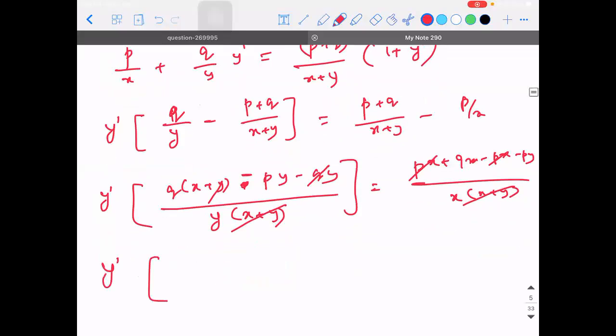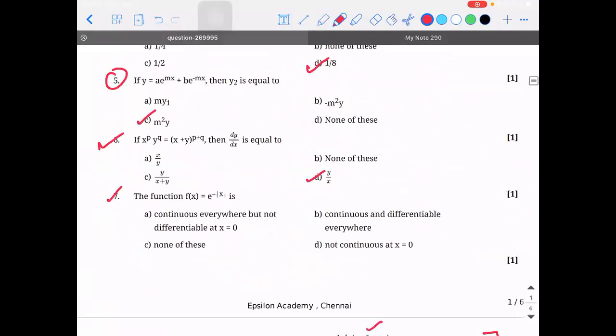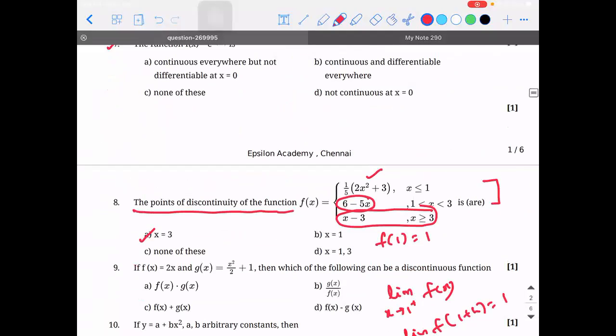So y dash into qx minus py divided by y is equal to qx minus py divided by x. This and this will get cancelled. y dash is y by x. That's right. Okay. Next one. Tell me how to approach.